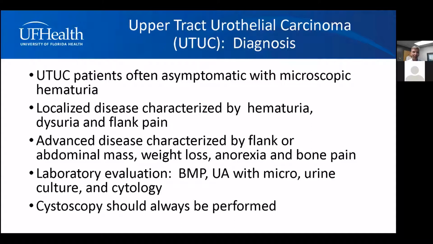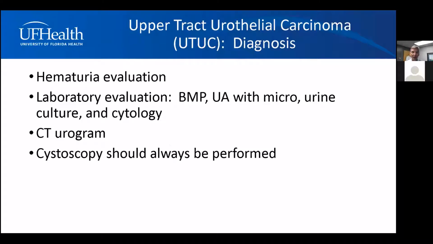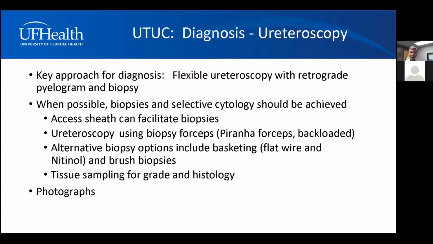Routine laboratory evaluation, of course, is renal function, urinalysis, culture, cytology, and cystoscopy should always be performed. It's your routine diagnosis for hematuria is what we're doing first. If you suspect this, a CT urogram with and without contrast and cystoscopy. But really the key approach for diagnosis is flexible ureteroscopy with retrogrades and biopsy.